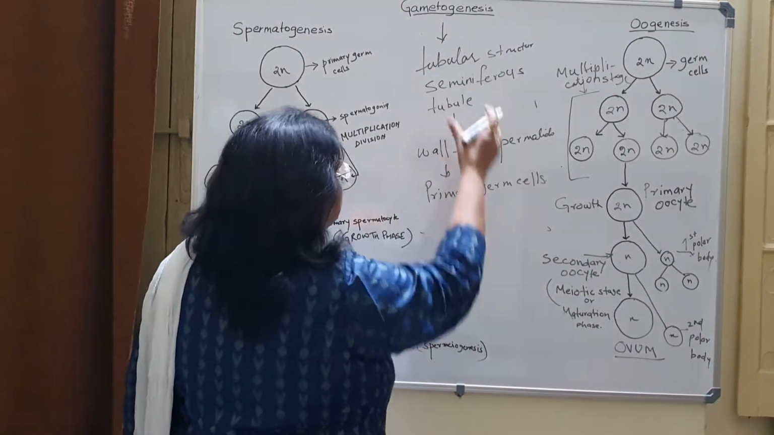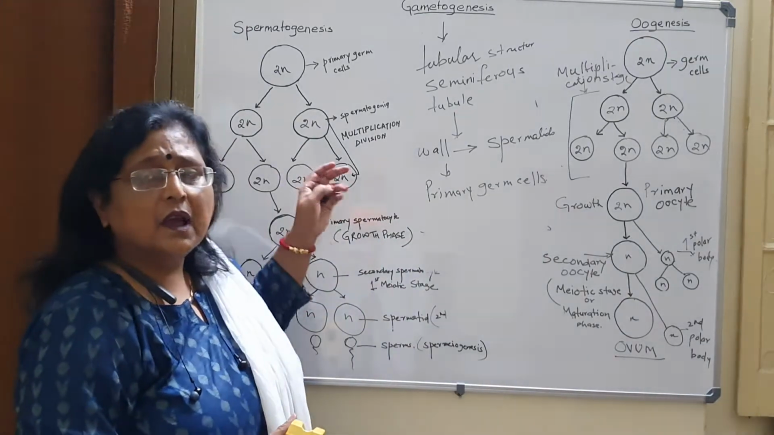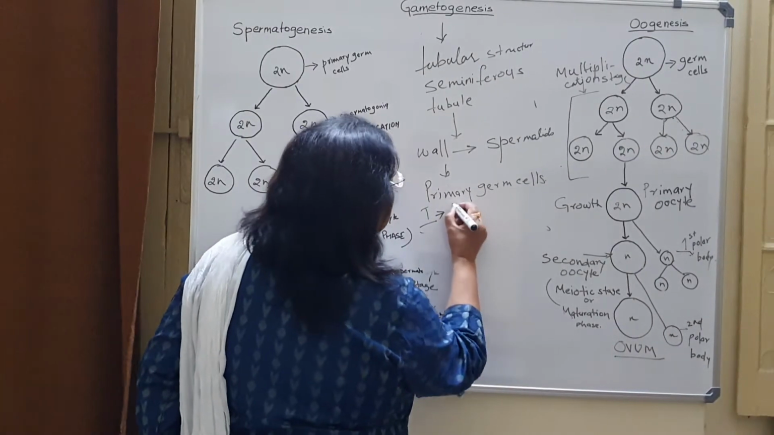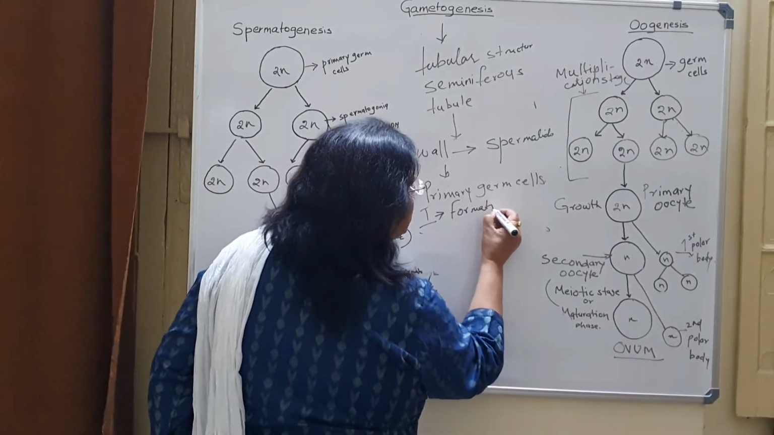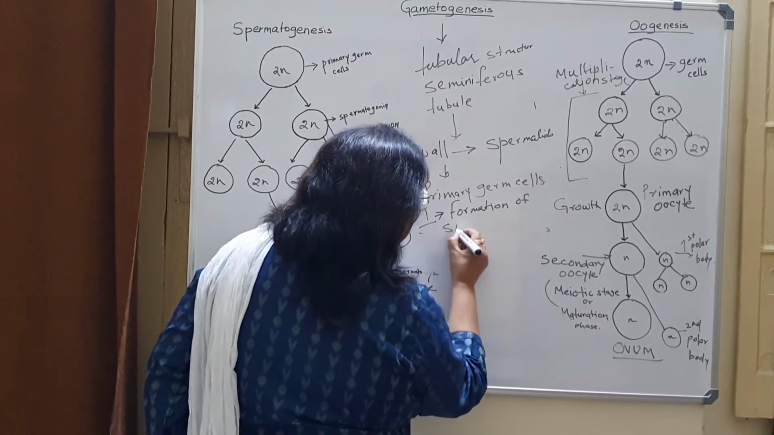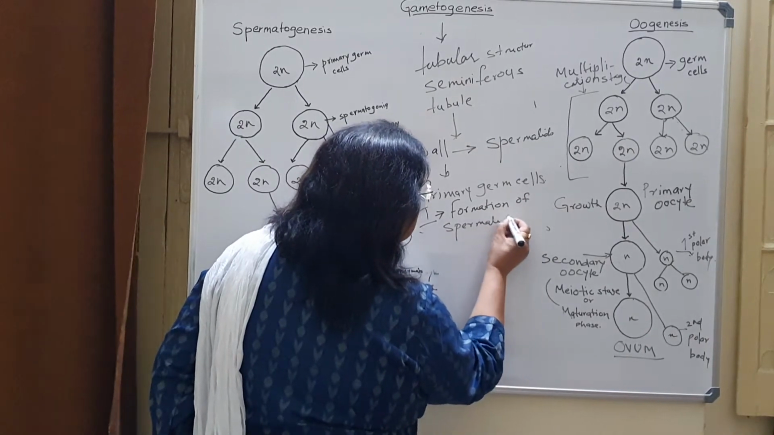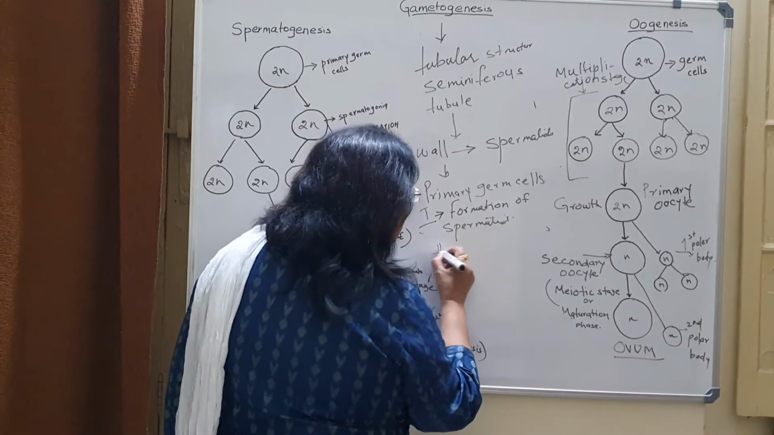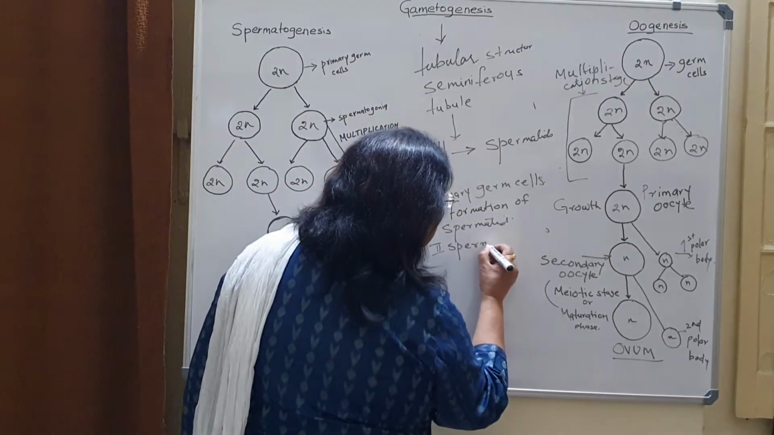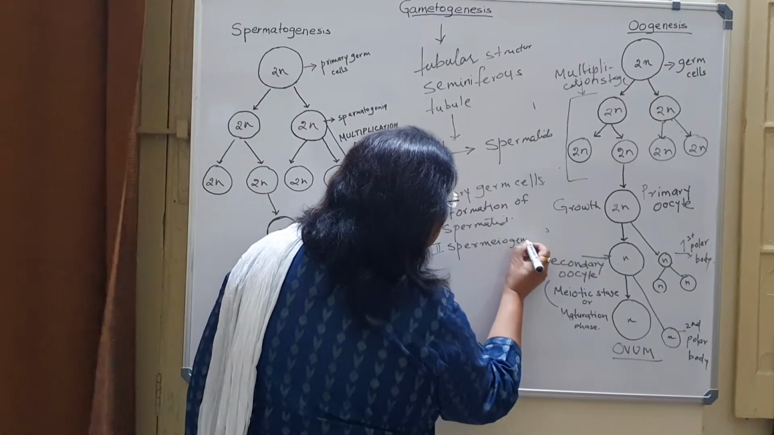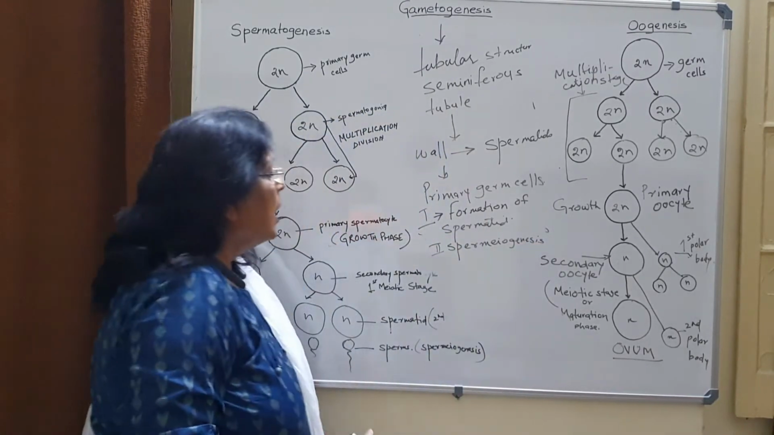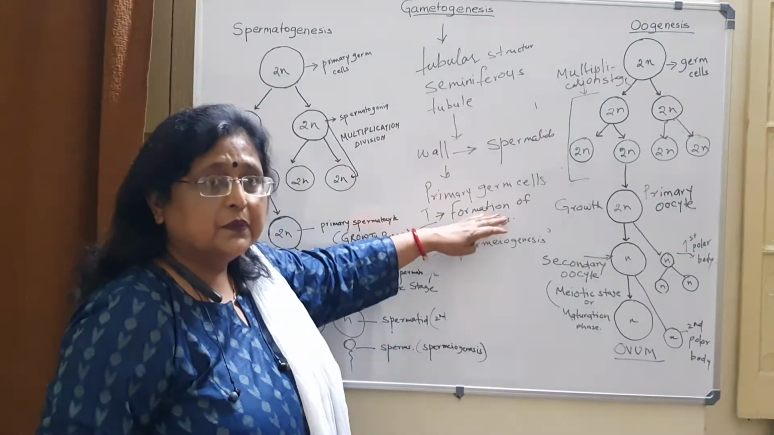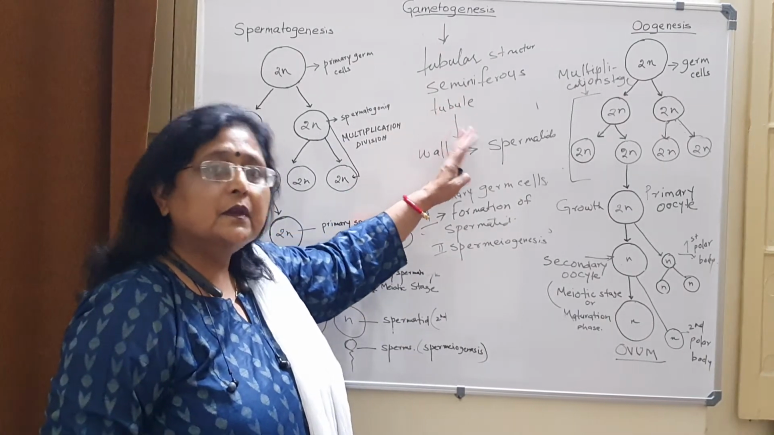Now, the entire process of spermatogenesis can be discussed under two headings. The first heading is the formation of spermatid, and the second is known as spermiogenesis. Now let us see how the spermatids are formed. It occurs in three steps, and we will discuss each step separately.